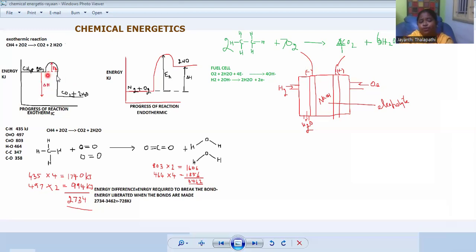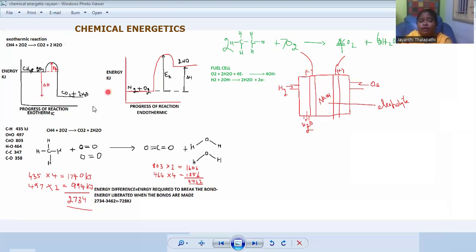And over here you can see another arrow in red, which is EA. EA means activation energy. What is activation energy? The energy needed to start the reaction. So from the reactants you need this much energy to start the reaction, which leads to the products. So EA is this, and the energy released to give the product is minus delta H over here.